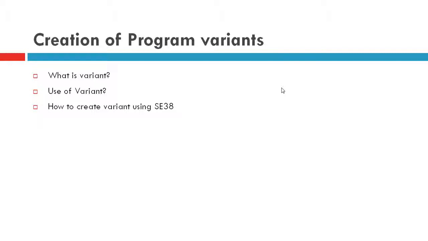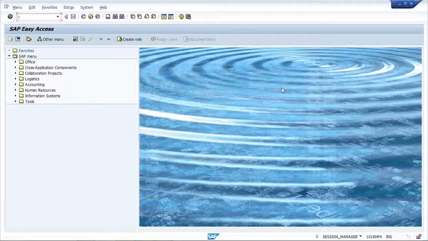For creating a variant, we should be aware of the program name. Then we have to create this variant. So that's what we will do in SAP now. The transaction code is SE38.